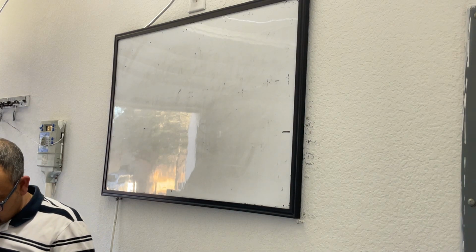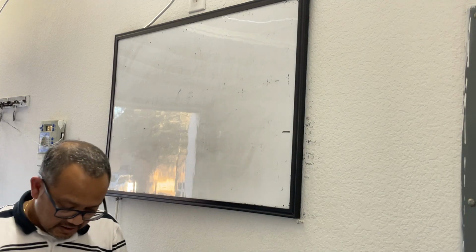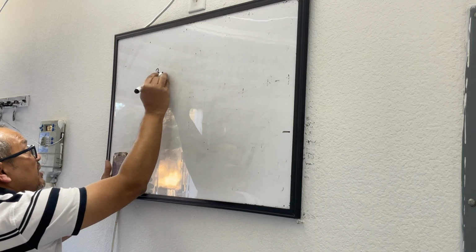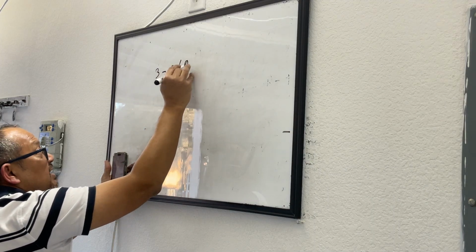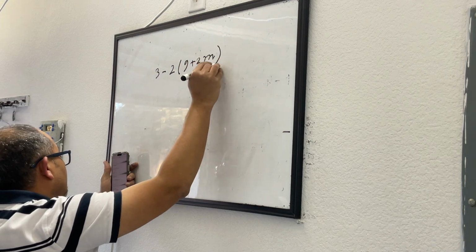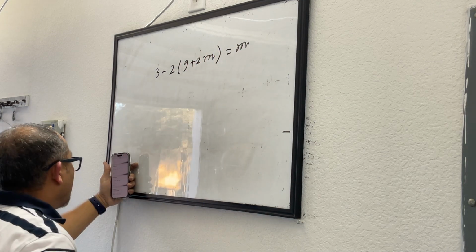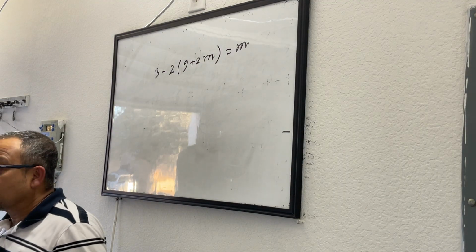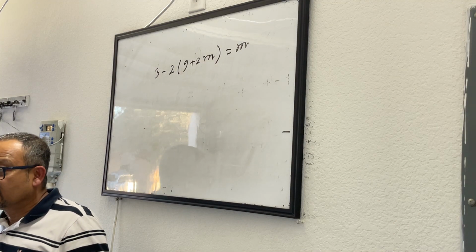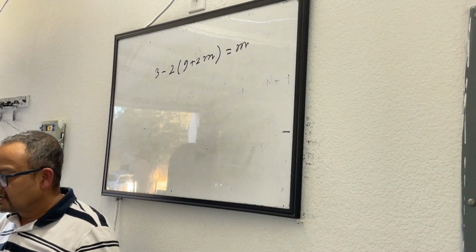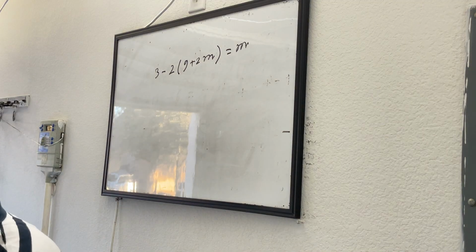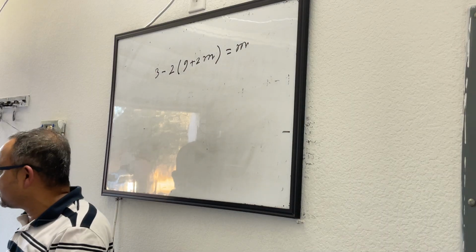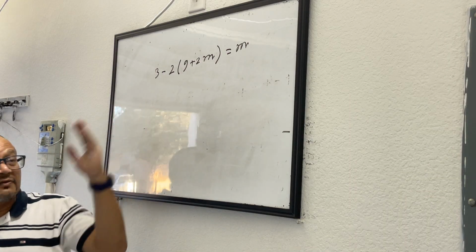Let's go to the next problem. It is 3 minus 2 times (9 plus 2m) equal to m. Solve it for m. There's nothing new about it. I'm kind of forcing you guys to practice, because practice is the only way you will master this. There is nothing for me to teach, honestly speaking. So use those 3 rules of thumb that I mentioned and try to solve it for m.